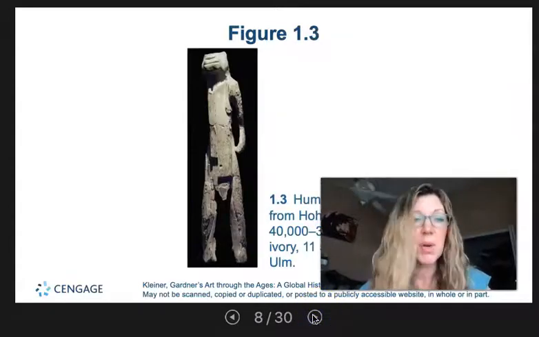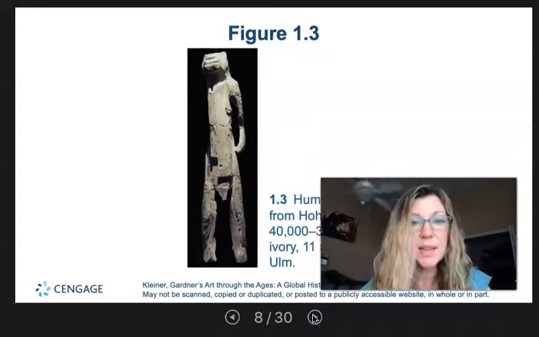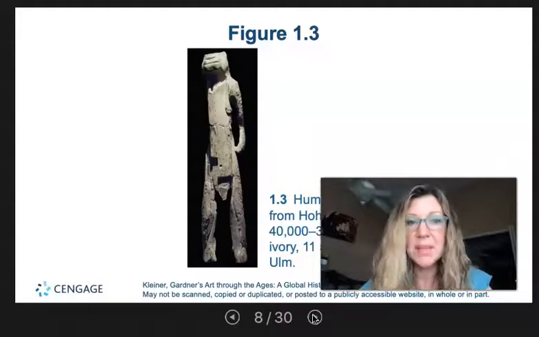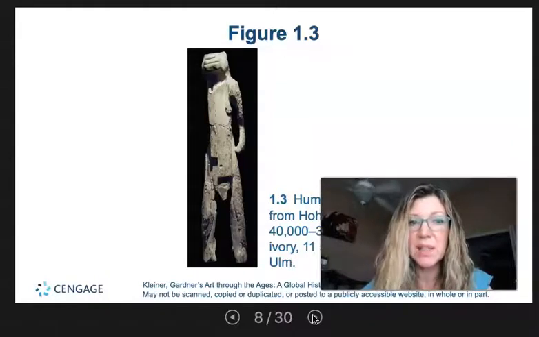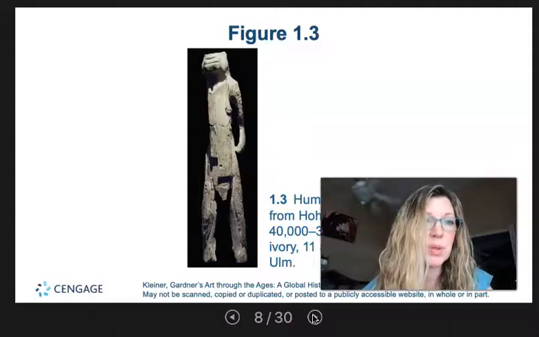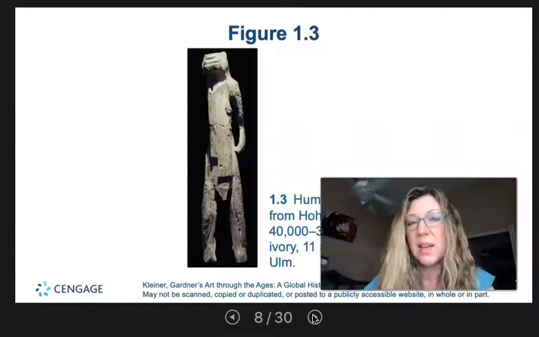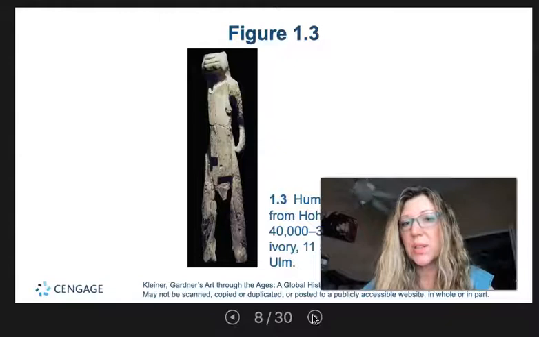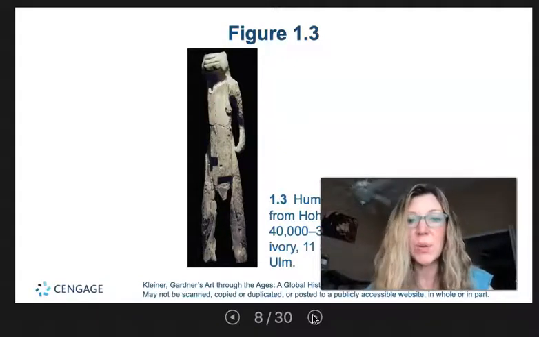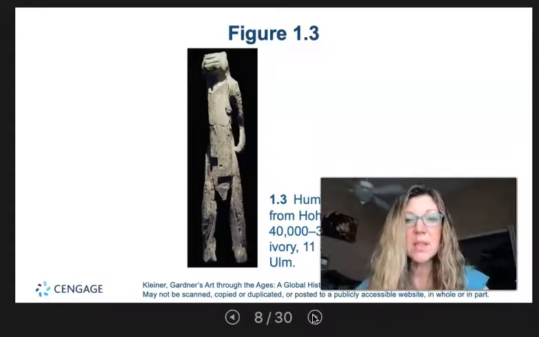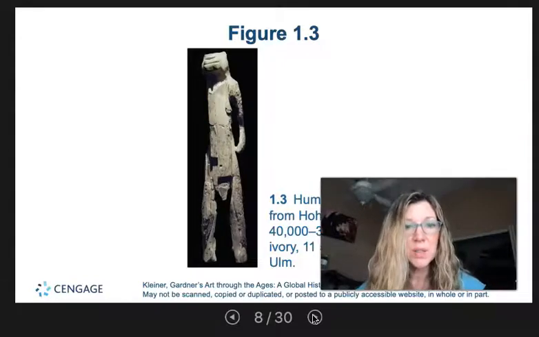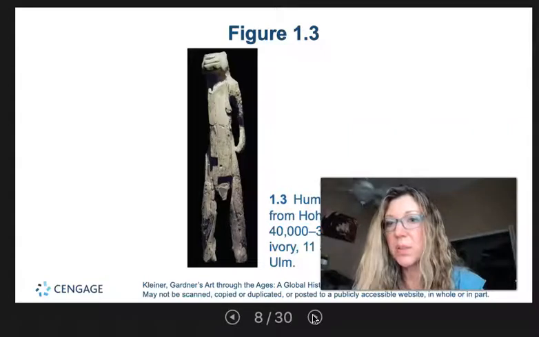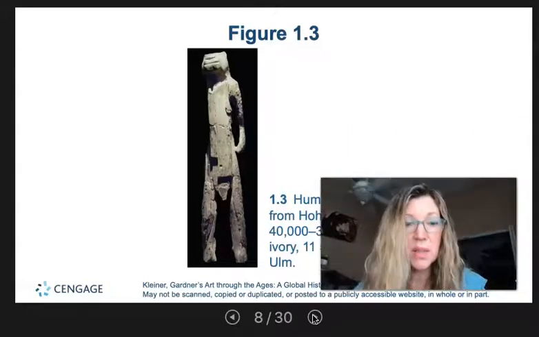This is probably everyone's favorite guy, the German lion man, human with feline, quote-unquote lion head. And this was constructed from mammoth ivory, suggesting that it held great importance because obtaining the ivory was very difficult.